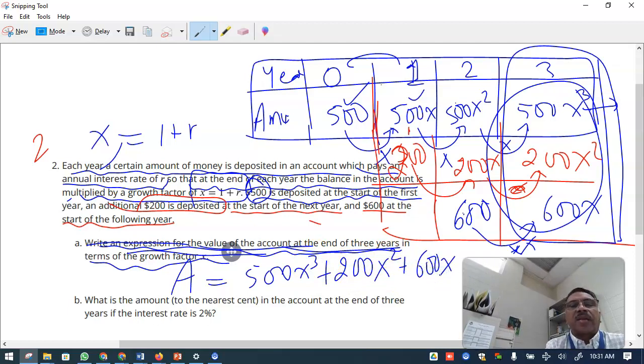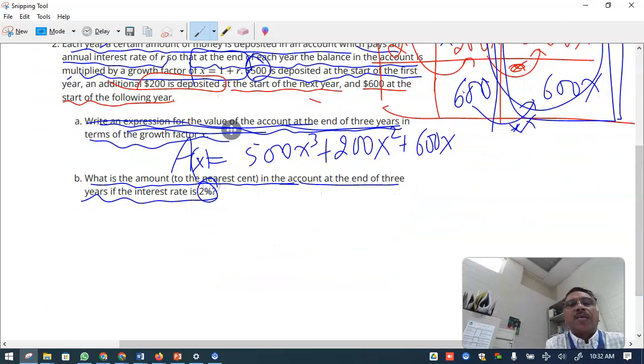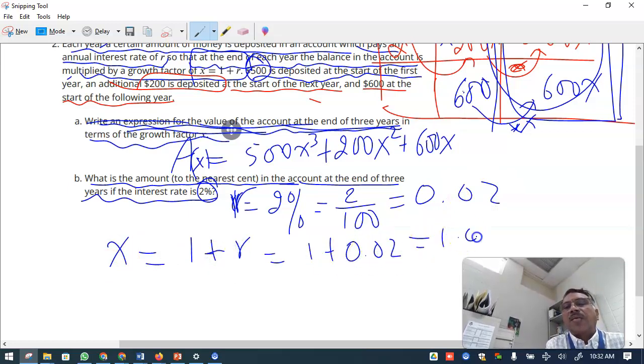And there is the expression that helps to figure out how much the money will be at the end of 3 years. What is the amount, to the nearest cent, in the account at the end of 3 years if the interest rate is 2%? Now, this 2% is the rate of interest, that is R here. Basically, it is 2 out of 100, which is 0.02. Now, x is 1 plus R, which is 1 plus 0.02, which is 1.02.